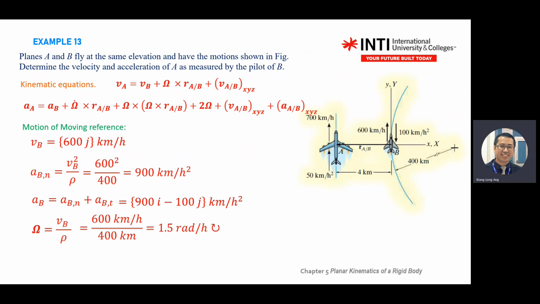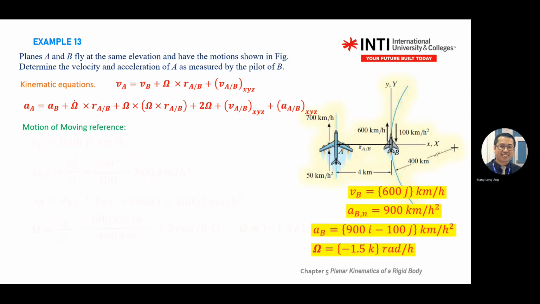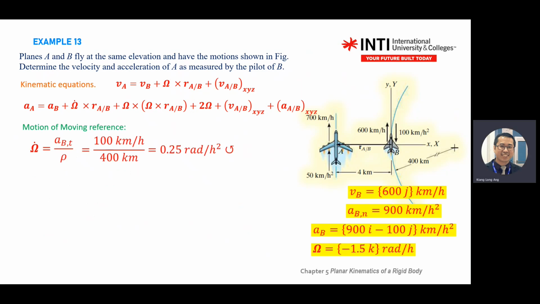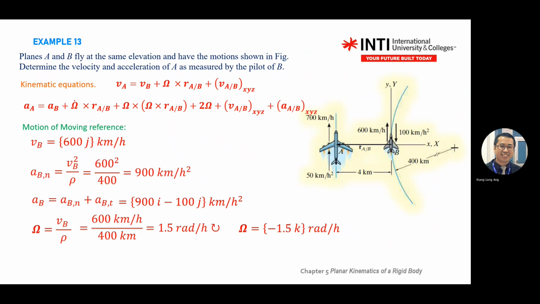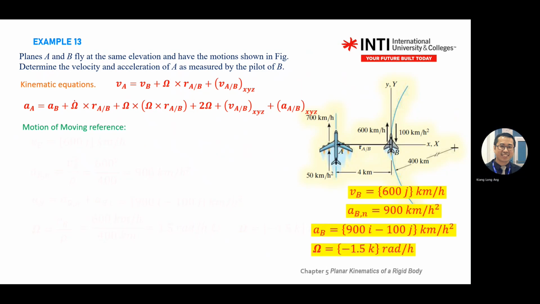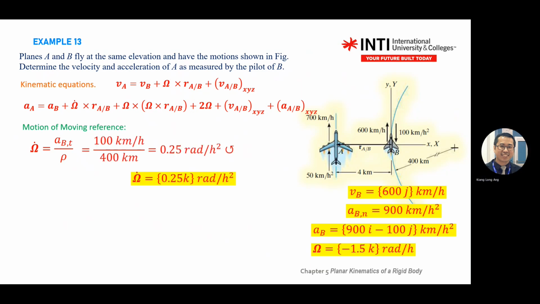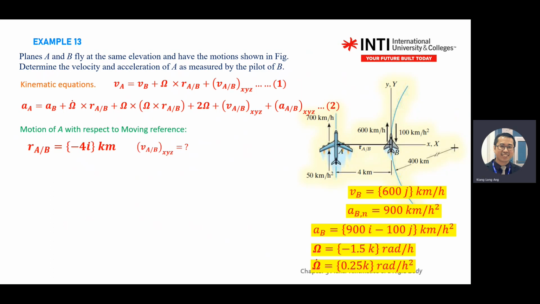This is omega, V over rho. Substitute, you get the clockwise direction omega. Clockwise direction is negative k. In this case, we work in hours. The normal SI unit is second, but this one is given in kilometer per hour, so we'll work in hours. The rest you substitute also. Omega dot equals A T divided by rho. You see carefully: for velocity, omega is VB over rho, but omega dot equals A divided by rho. Okay. You have all the answers, you substitute.